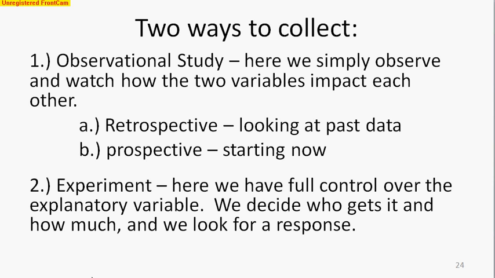There's 2 ways to collect data to learn about how one variable affects another. One is called an observational study, where we simply observe and watch how those 2 variables impact each other. The second is what we call an experiment. An experiment is where we have full control over the explanatory variable, and we decide who gets the explanatory variable and how much, and we look at a response. So we'll talk a lot more about those 2 things. I know I'm kind of throwing them in there at the end here, but we'll talk a lot more about these 2 things in actually the second section of this chapter.